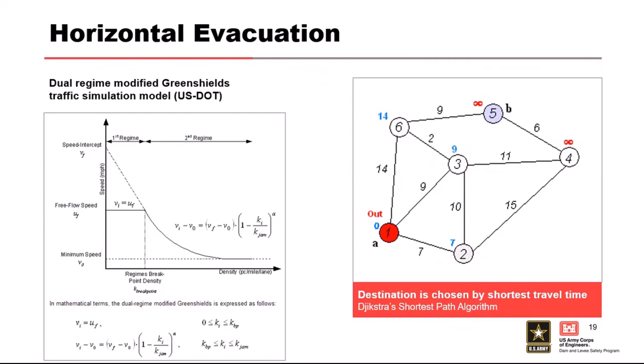A couple of things I want to point out, though, is that there's a breakpoint. So if you're on a freeway and you have a couple other vehicles on the road with you, that's really not going to impact your speed very much. And so we have this breakpoint. This comes out of the U.S. Department of Transportation. They adjusted the original Greenshields, which just was a simple speed density function, and put in some fixes to make it a little bit more reasonable. This is all in LifeSim. This is adjustable, and then you can make adjustments and see how it affects your results.